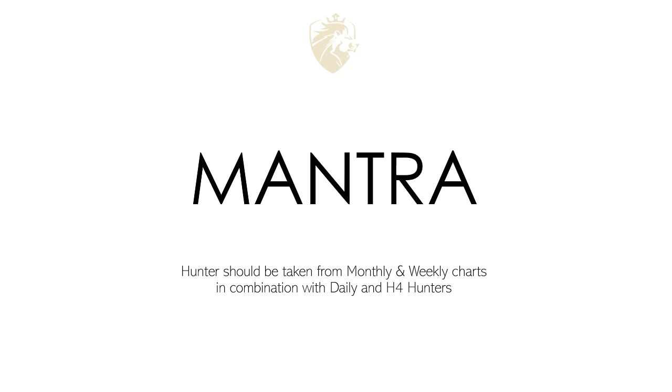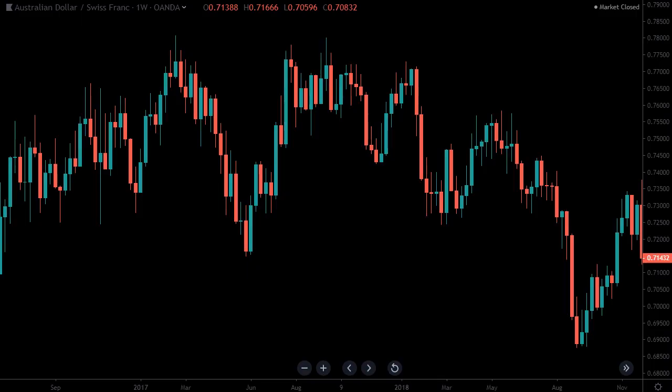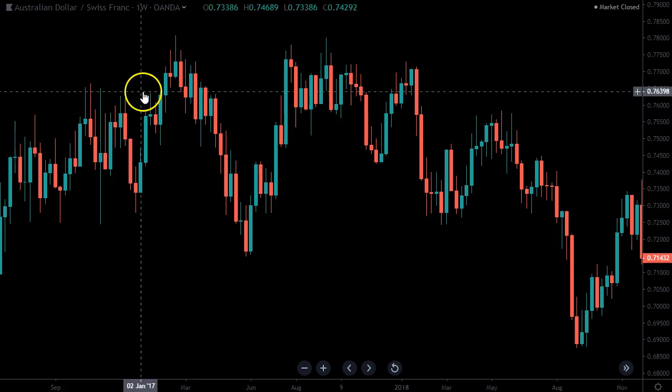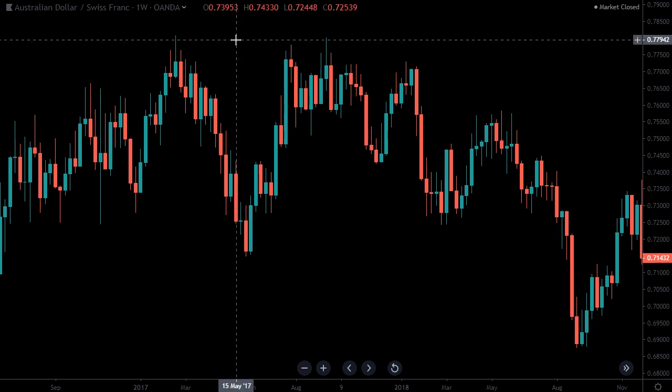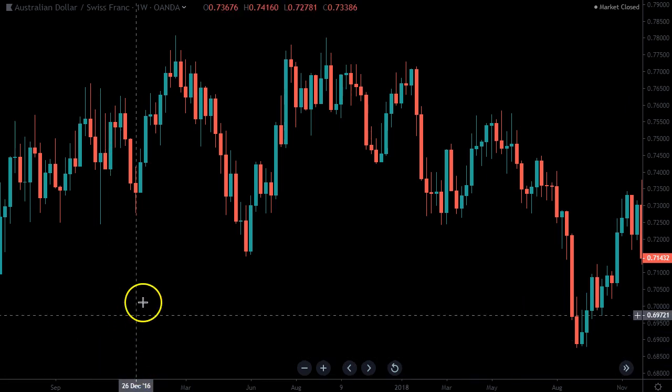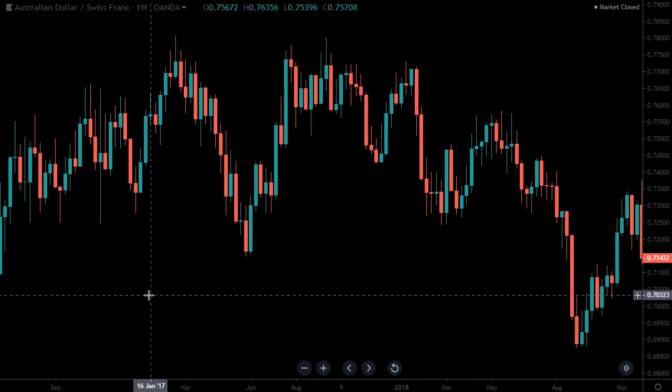Hunters should be taken from monthly and weekly charts in combination with daily and 4-hour hunters. We are right now on our weekly chart, Australian dollar Swiss franc. We can also check the monthly, of course, but the weekly is king when it comes to Forex. So I normally start using the weekly chart. If the monthly agrees, that's super fine.